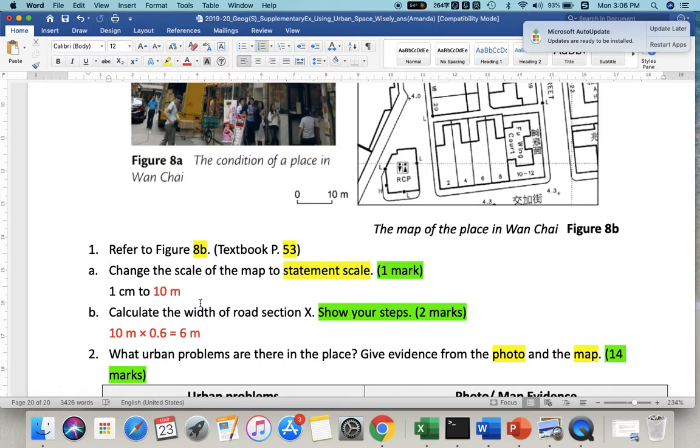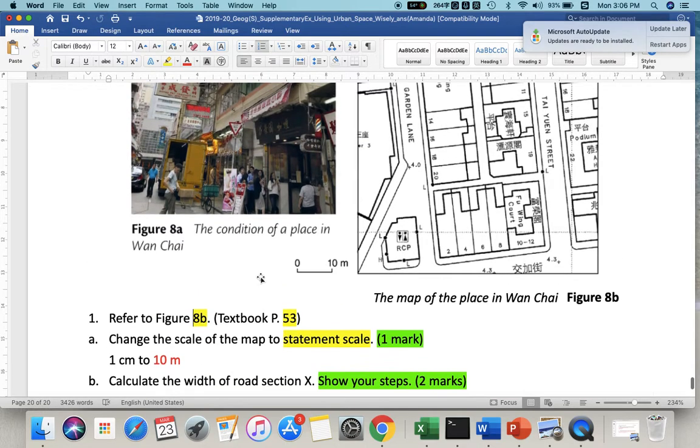Write it clearly. And by the way, if you cannot see these two pictures clearly, you can turn your book to page 53, or I have attached the soft copy of the book for you. So on page 53, you could find these two pictures more clearly.